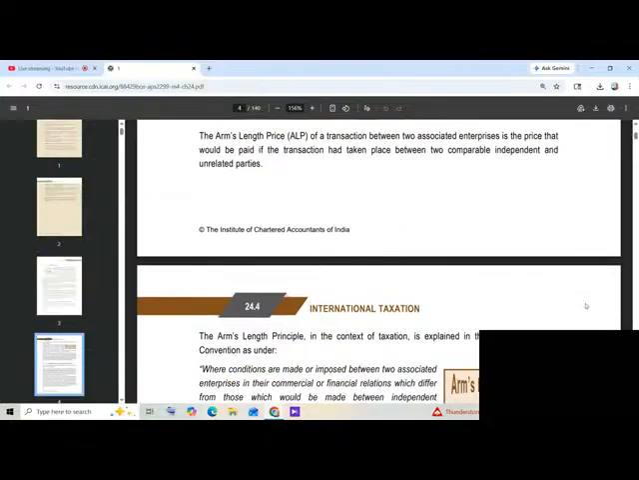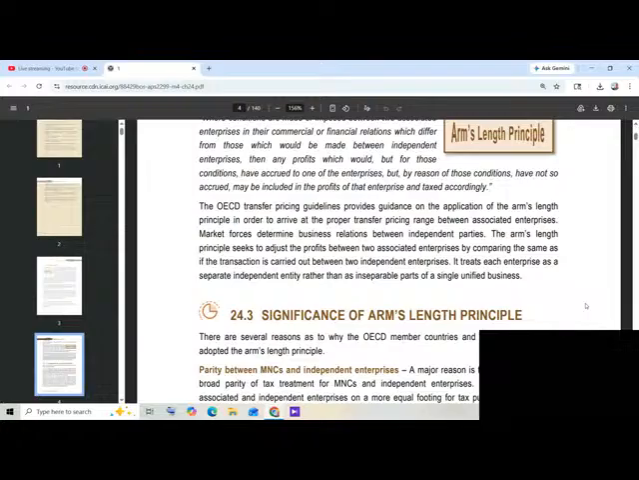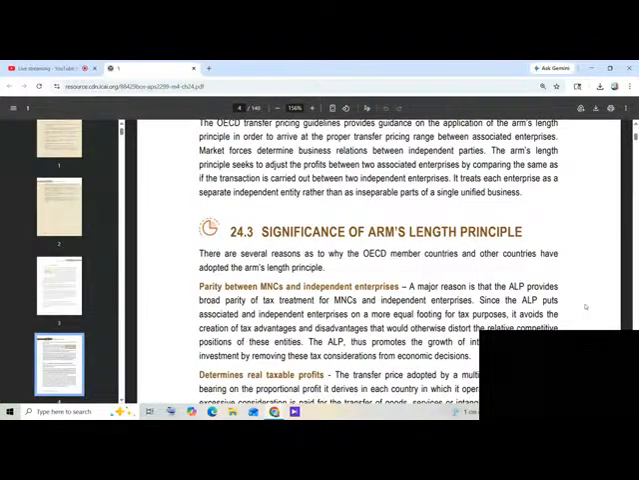The arm's length principle in the concept of taxation is explained in the OECD Model Tax Convention as follows: where conditions are made or imposed between two associated enterprises in their commercial or financial relations which differ from those which would be made between independent enterprises, then any profit which would, but for those conditions, have accrued to one of the enterprises, but by reason of those conditions has not so accrued, may be included in the profits of that enterprise and taxed accordingly. The OECD transfer pricing guidelines provide guidance on the application of the arm's length principle in order to arrive at the proper transfer pricing range between associated enterprises.